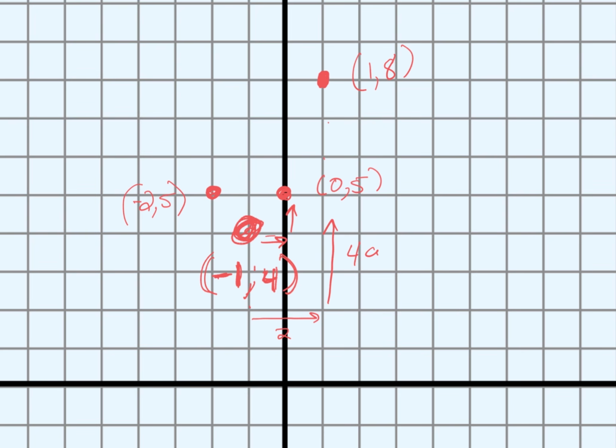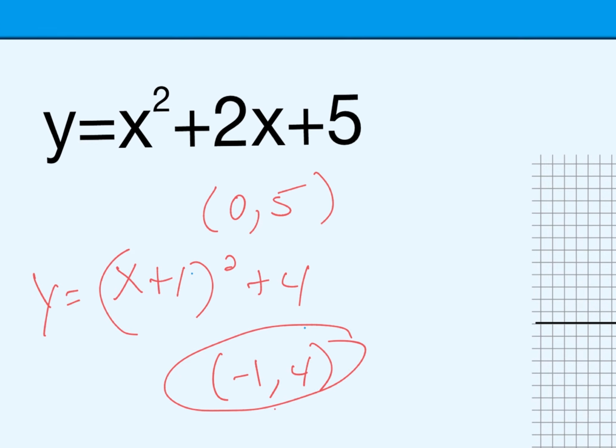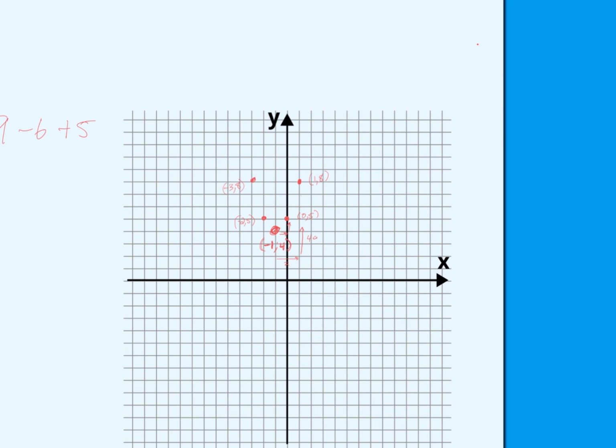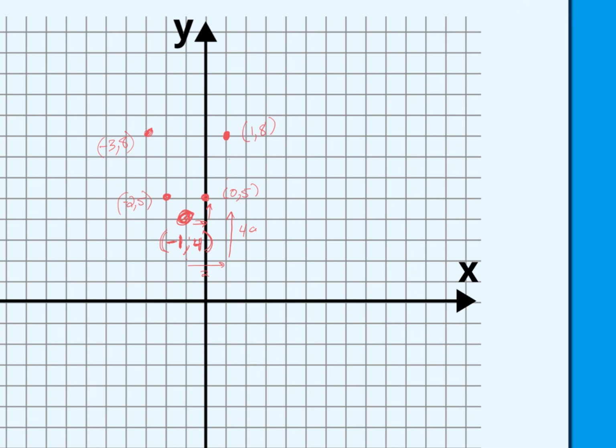We're going to go over 2, over here. That's going to give me a negative 3, right? Negative 3, 8. Does that work? Wait a minute. If you put a negative 3 in here, we're going to get 9 minus 6 plus 5. Yeah, that's 8. See how that works? So you can use this method.